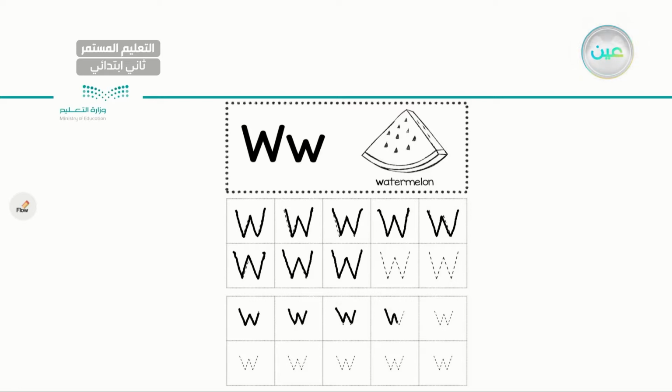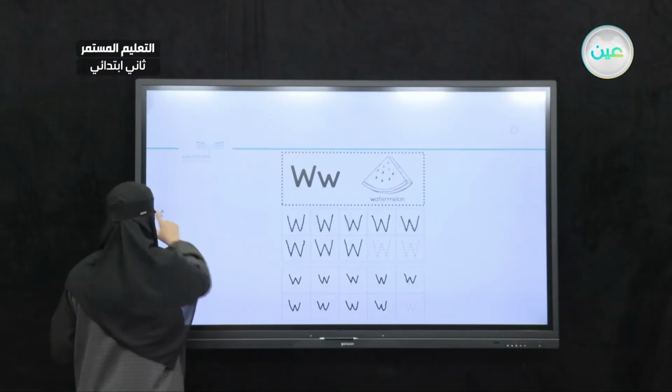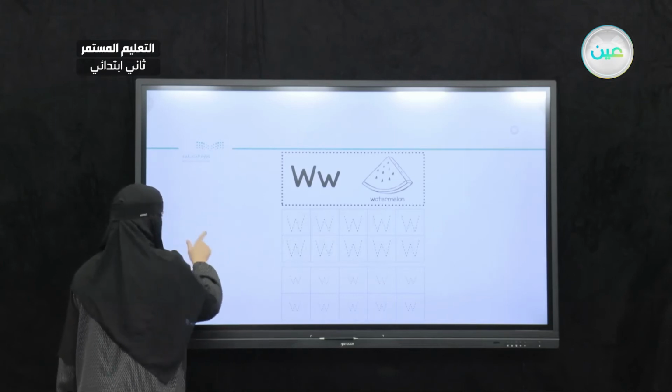W, window, wide, word. Very good, my dear student. So I have the first letter W, capital and small. Let's move to the second one.